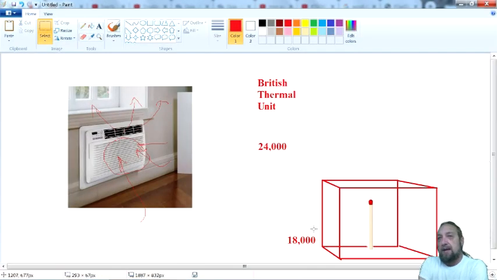So if I lit 18,000 matches and it went from 80 degrees to 90 degrees, an 18,000 BTU air conditioner would take 1 hour to get it back down to 80 degrees. Now, what if I had an 18,000 BTU air conditioner and every hour I put 19,000 BTUs of matches in there? What do you think would happen?